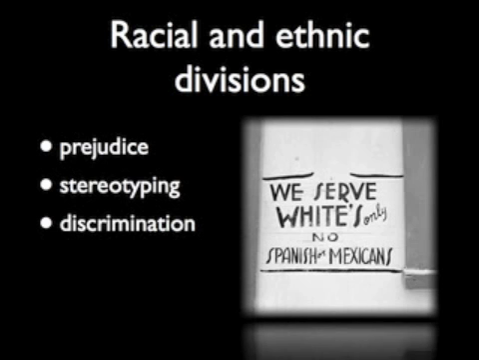So, for instance, here's a good example of discrimination. This is a sign that was in the New York Times from Texas, and this is only a couple years old. This is not from the 1950 civil rights movement or something. It says, "We serve whites only, no Spanish or Mexicans." So obviously this is a restaurant owner who is discriminating based on the ethnic and racial background of potential customers, and they're deciding that they're not going to serve anyone who they don't deem to be white. So that's an example of discrimination.